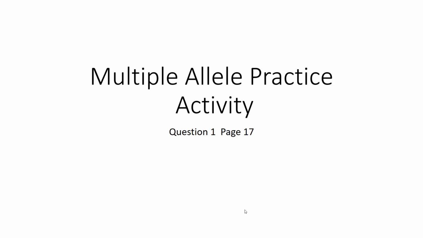Okay, multiple allele practice activity question 1. This can be found on page 17. You also have an answer key available for all of those. So if you just click the link that says "click here for answer key," obviously you're going to get the answer key for all of these. But let's just practice one of these questions together. So let's get right to the question.